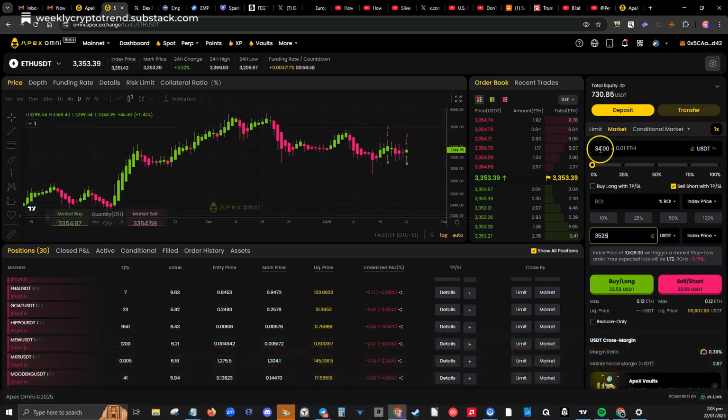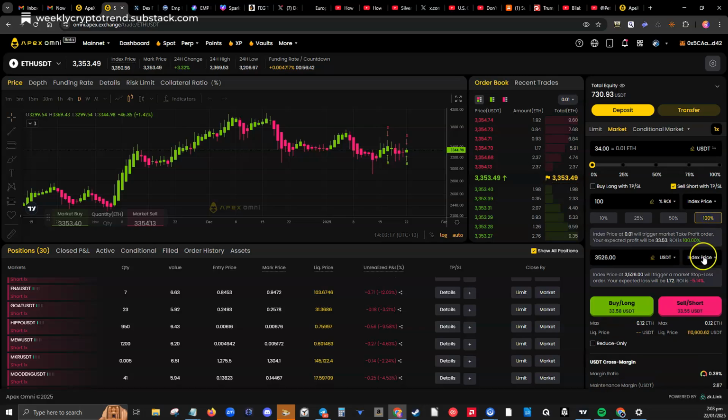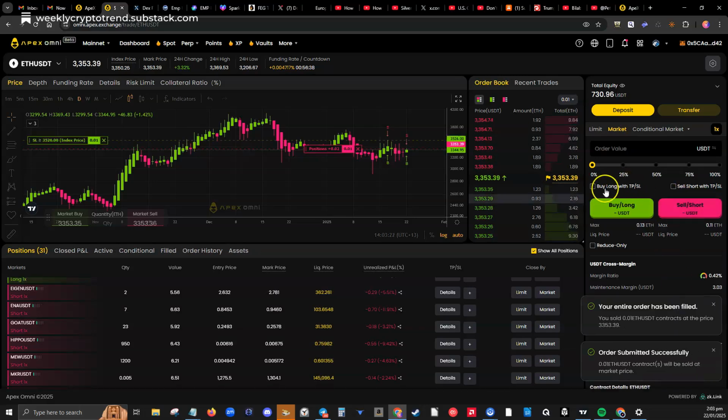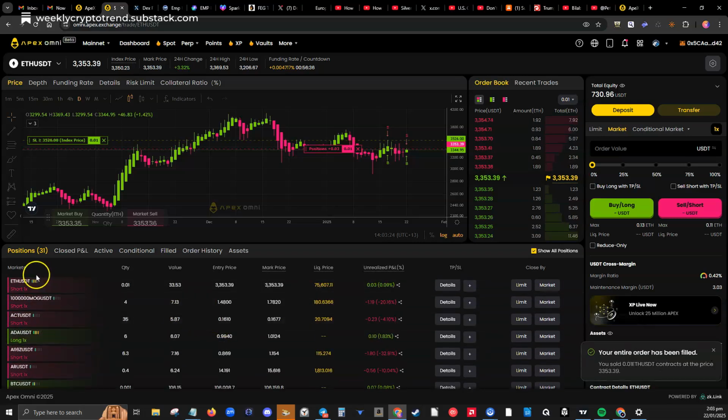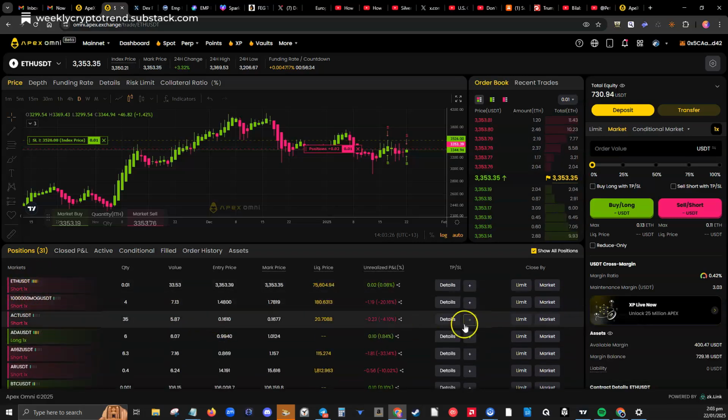3526. Yeah, $34. That's okay. Sell short. And I want to earn sell percentage ROI 100%. That's better. Alright, sell short. Okay. Short 1x. Done. Alright.